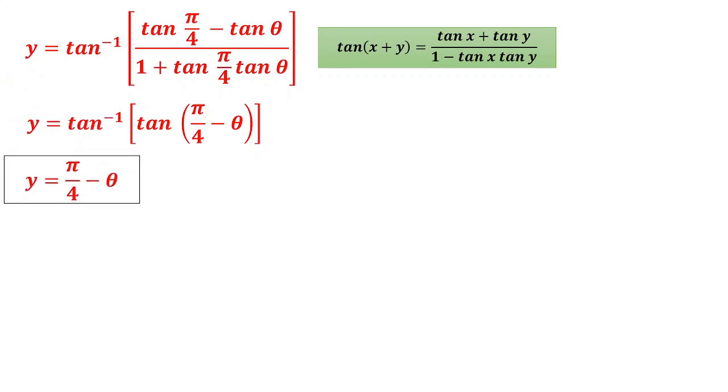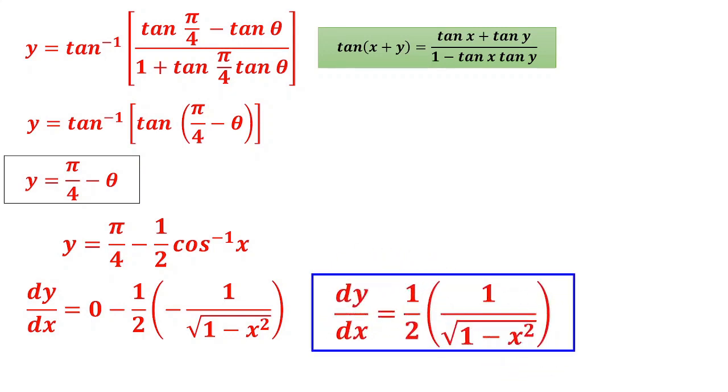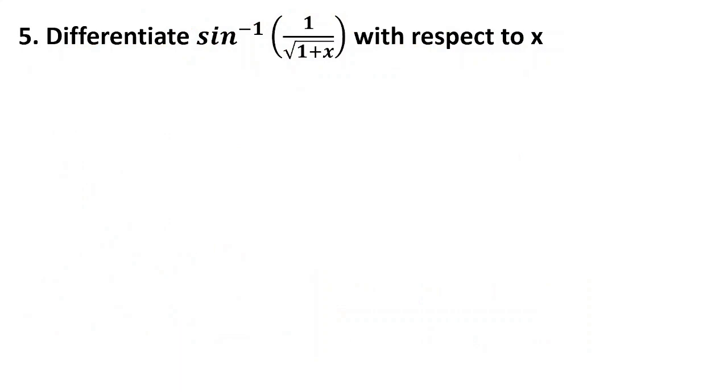Now, you should not do the differentiation now. Why? Because you have to do the resubstitution. Do the resubstitution, it will become minus half into 1 upon root of 1 minus x square. Therefore, this is the final answer. dy by dx is 1 by 2 upon square root of 1 minus x square. Well, let us go to the next question.